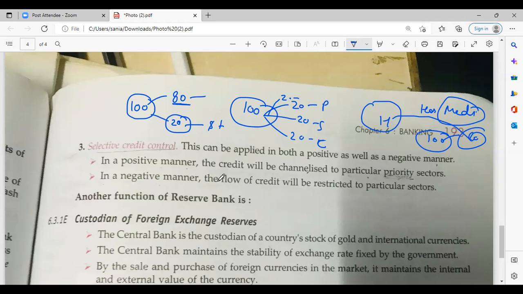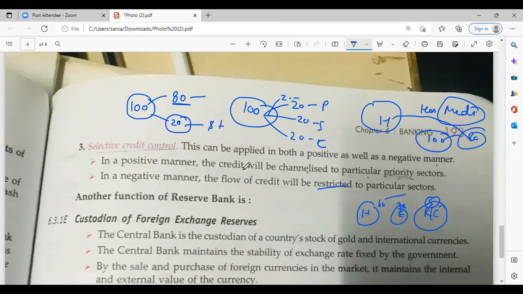In the negative manner, the flow of credit will be restricted to a particular sector. For example, we have the health sector, the education sector, and the restaurant and club sector. So the government gave 60 rupees to health, 30 rupees to education, and only 5 or 10% to restaurants and clubs. I restricted it, so that only this percent of money goes to this sector. That is negative. When you are giving to someone, that is the positive manner. But if you are saying, I will not give money to you, that is the negative manner.